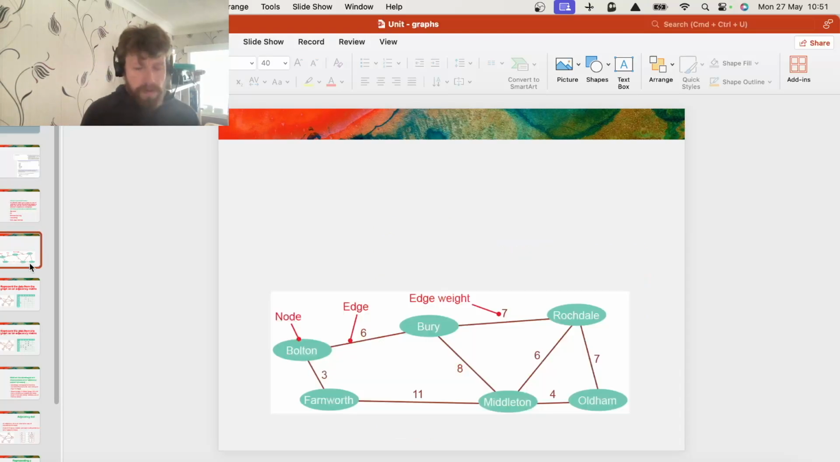Now, we'll have a look at this picture. So you've got the nodes or vertices here. We've got the edge. We've got the weight of how long it's going to take to get from one place to another, in this particular case going from Bolton to Bury, and this is just what you're looking for.